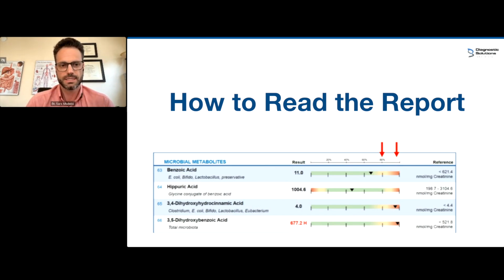That's what it's based on. And it's basically standardized to creatinine in the urine. So you want to make sure their creatinine is in optimal range. It's a good place to check first in the test, that it's in the green.